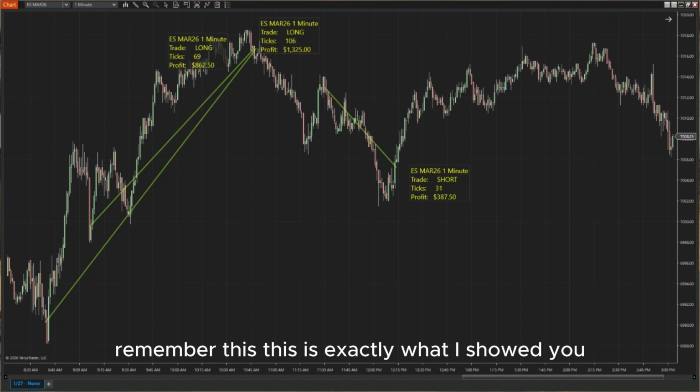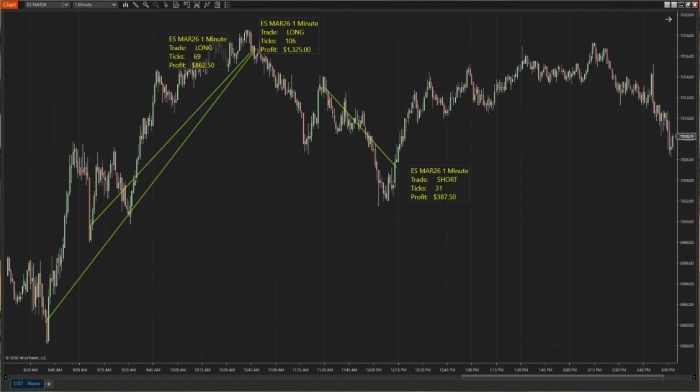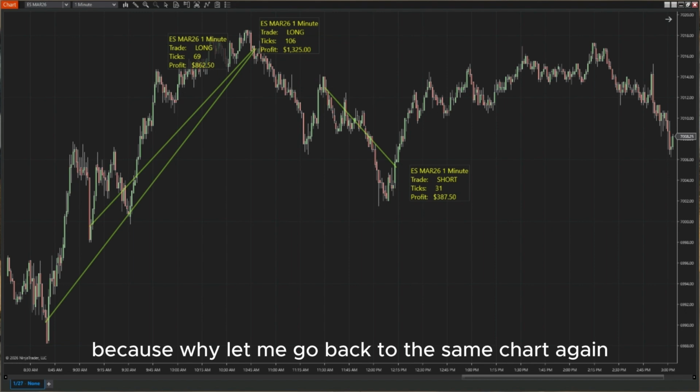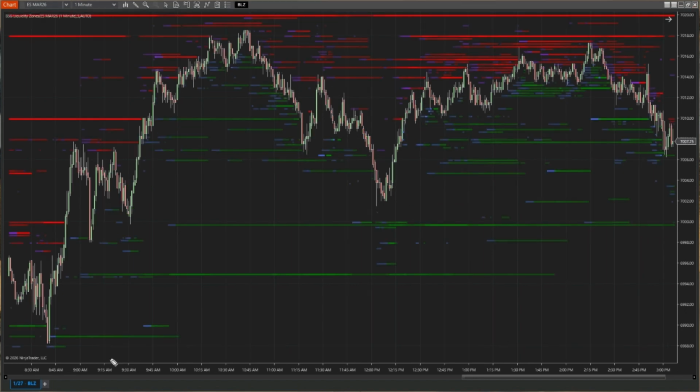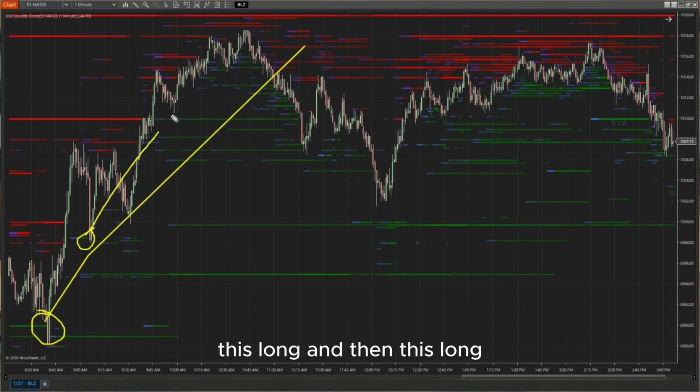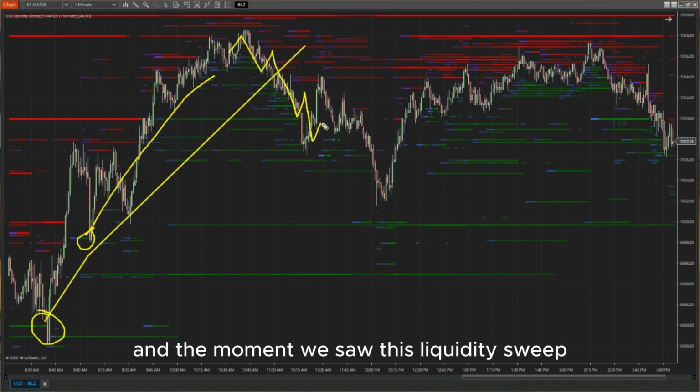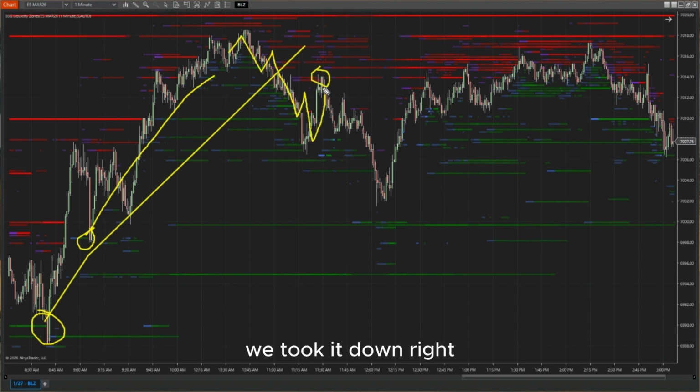Remember this? This is exactly what I showed you to find the liquidity. Right here, long, short. Because why? Let me go back to the same chart again. This is how we took it. So right here, this long, and then this long, and the moment we saw this liquidity sweep, we took it down, right?